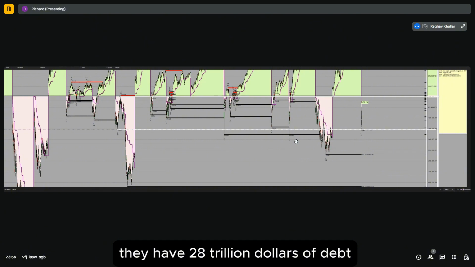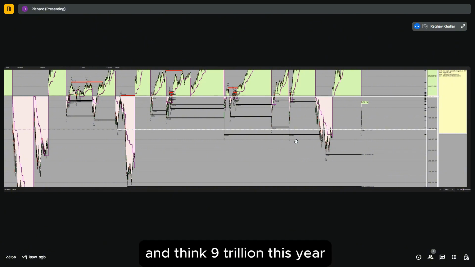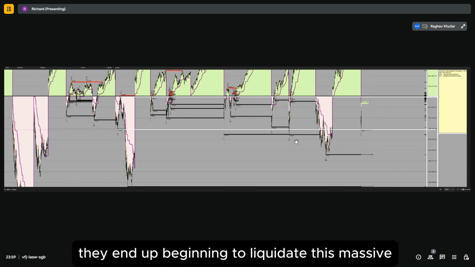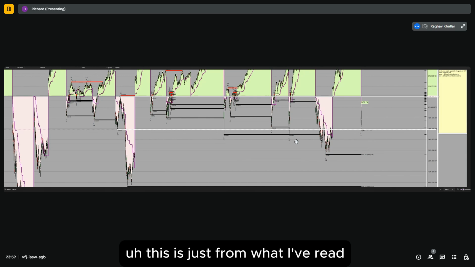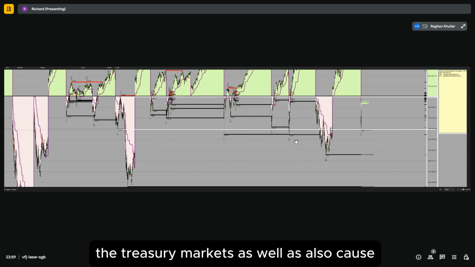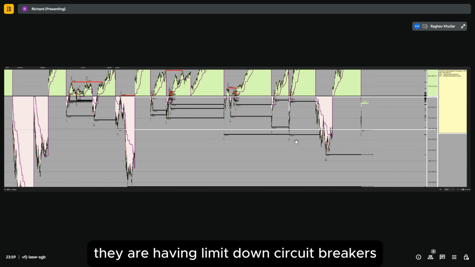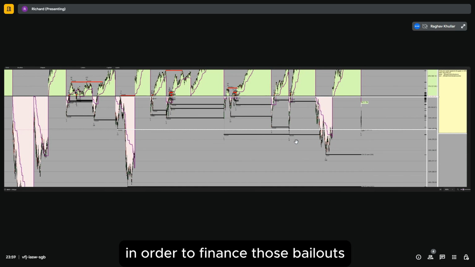They have $28 trillion of debt to refinance in the next 4 years, and I think 9 trillion this year. So it's a major point of interest to try and bring yields down. What ends up happening, from what I've read, is they begin to liquidate a massive basis trade on the treasury markets, and it also causes, for example, Japan, who now has to bail out their banks. They are having limit down circuit breakers. They are also now having to sell treasuries in order to finance those bailouts.